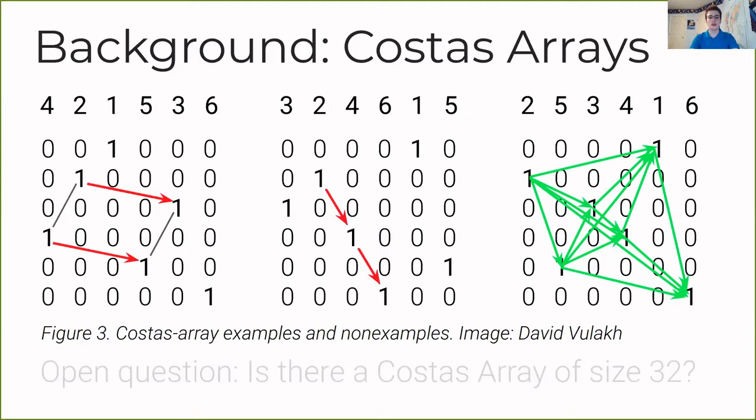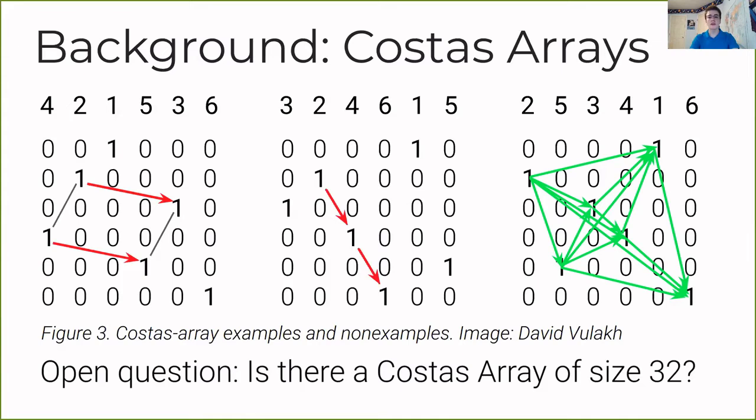It is not generally known for all m whether there exists a Costas array of size m. The smallest size for which this is unknown is 32.